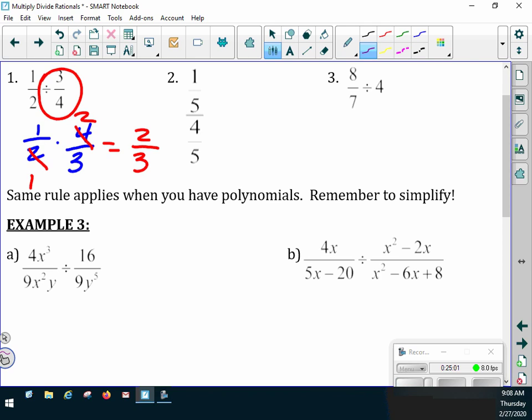Now let's look. What is 4 as a fraction? So 8/7 divided by 4 is the same as 8/7 times 1/4. Good. The same rule applies to polynomials. You do the same thing.